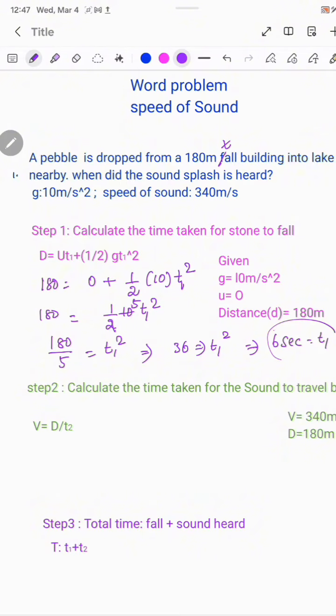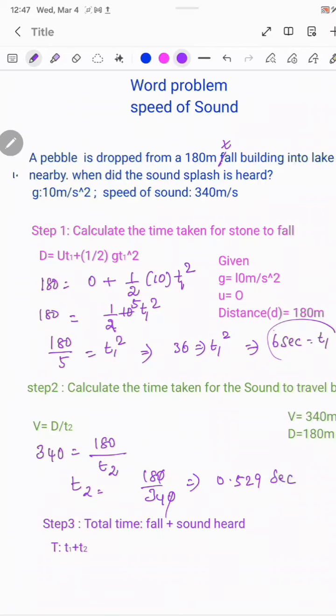Second step, we have to calculate the time for the sound to travel from the bottom of the lake, when it splashed, till it reaches your ear. How much does it take? So velocity equals d by t. The velocity is given as 340 meters per second and the distance is 180 meters. We have to calculate the time taken, so bringing t2 above, t2 equals 180 divided by 340. Cancel the 0, 18 by 34 is 0.529 seconds.